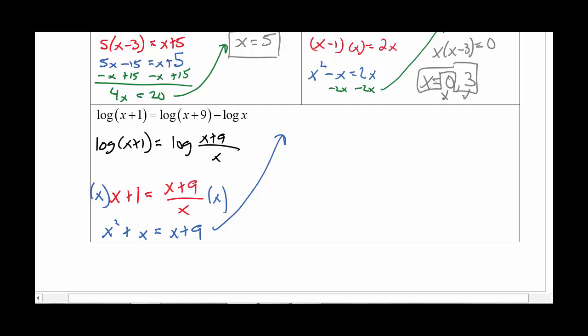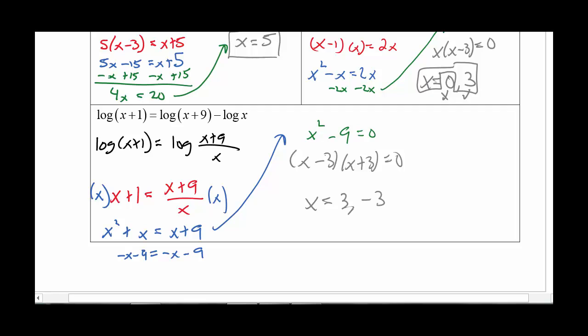All right, now what? We're going to subtract x and subtract 9. So minus x minus 9. And that gives me an x squared. The x's cancel out, but an x squared minus 9 equals 0. And that's factorable. Hopefully you caught that x minus 3 and x plus 3. So I get solutions of 3 and negative 3.